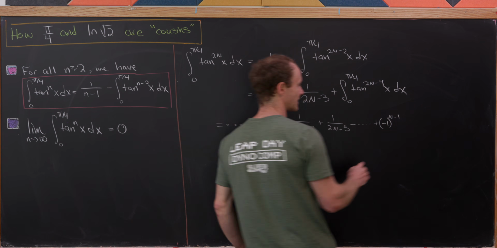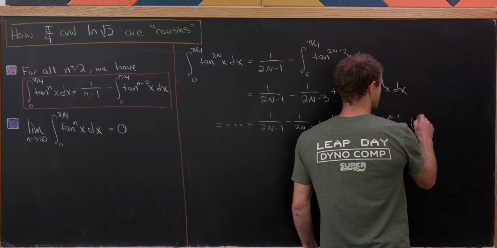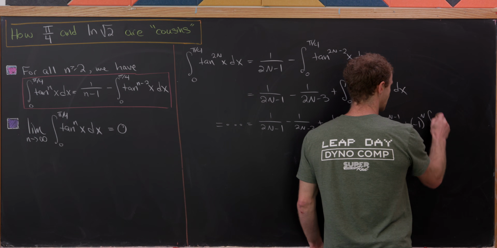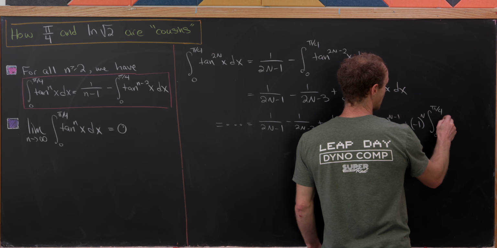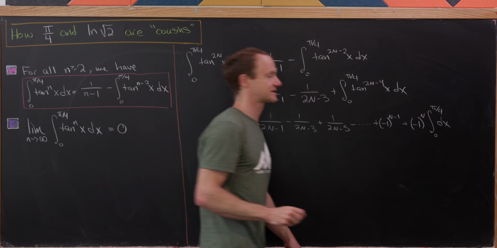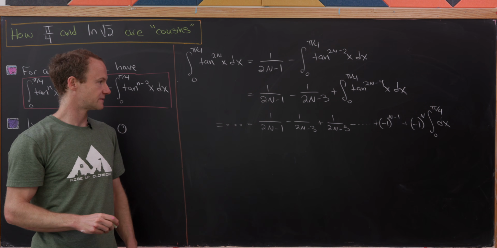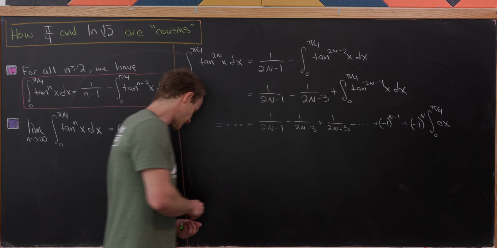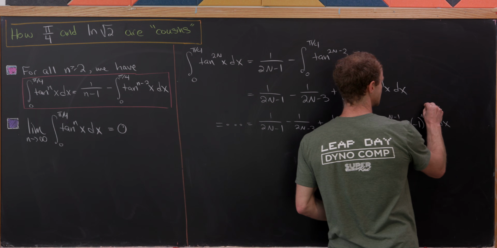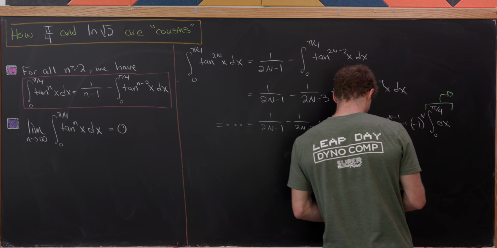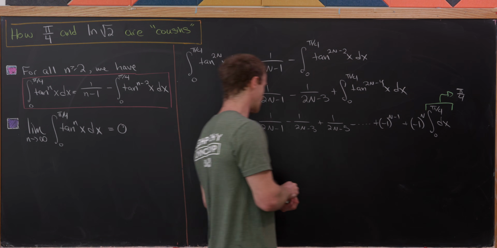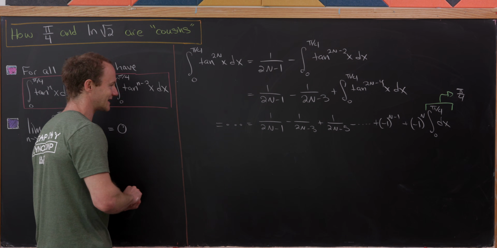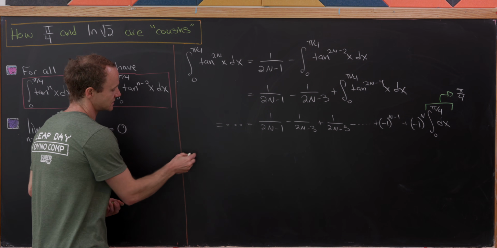And then the very last term will be plus minus 1 to the n, and then our integral from 0 to pi over 4 of, well, simply dx. Okay, great. But that last integral is exactly equal to pi over 4. So I think that's pretty clear. Okay, so, well, let's see what we can get out of this.